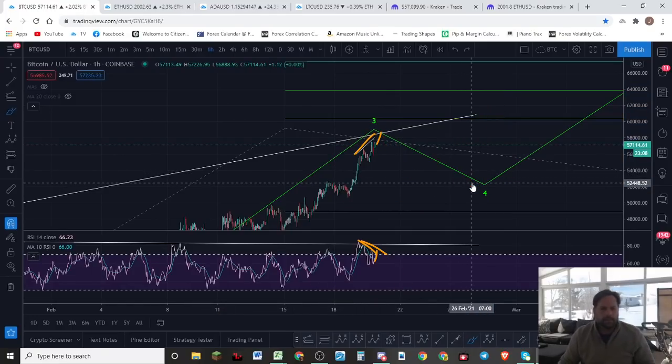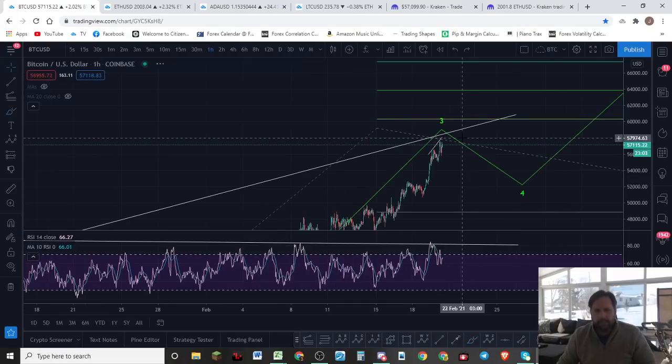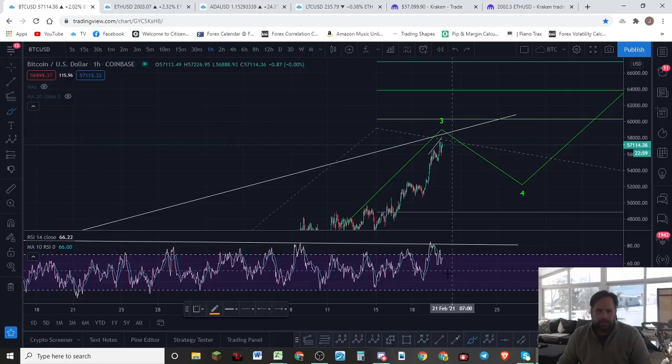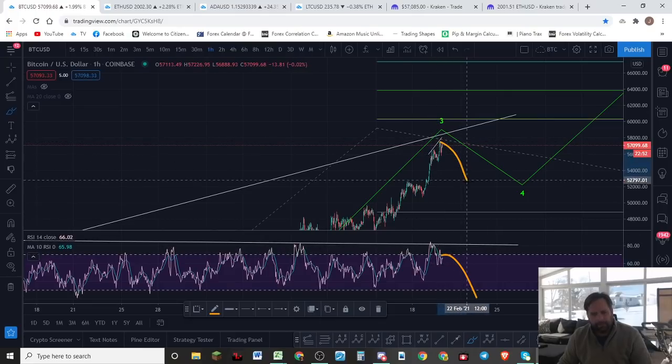So if you don't know what hidden bullish divergence is, guys, hidden bullish divergence is basically when you have the RSI resetting. In this case, the RSI would reset to the downside, get oversold from the overbought region, okay, but price doesn't come down nearly as deep.